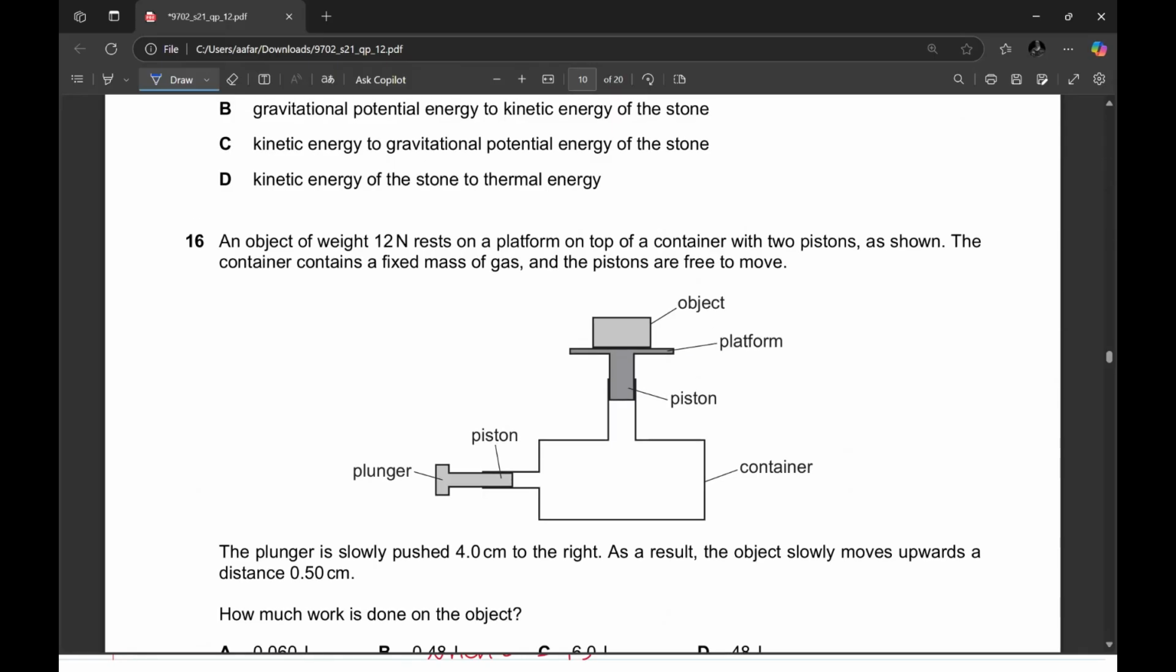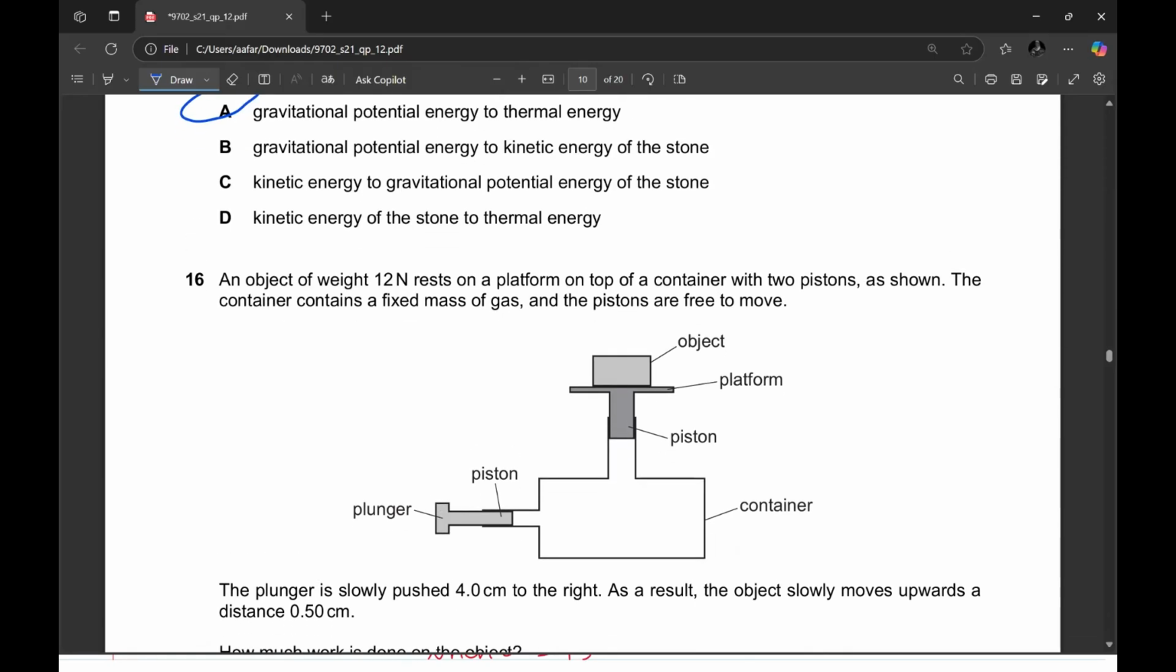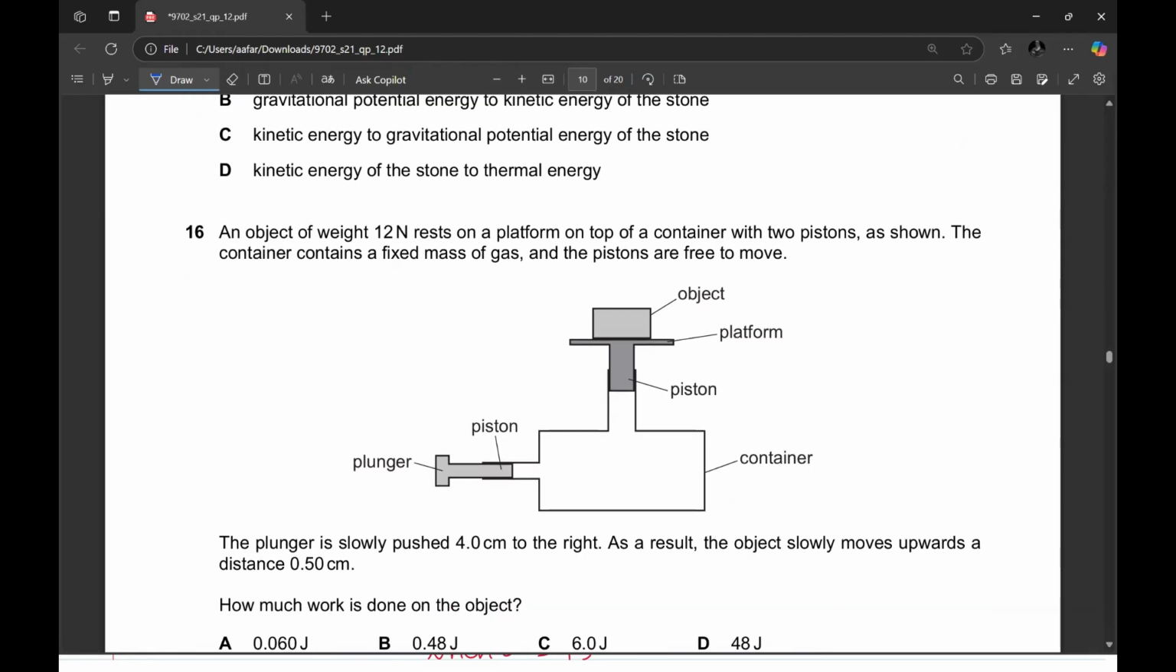So for it to move 4 centimeter, the object moves 0.5 centimeter upwards, and it has a weight of 12 Newton. So the work done is 12 times 0.5 times 10 to the negative 2, which is 0.06 joules.